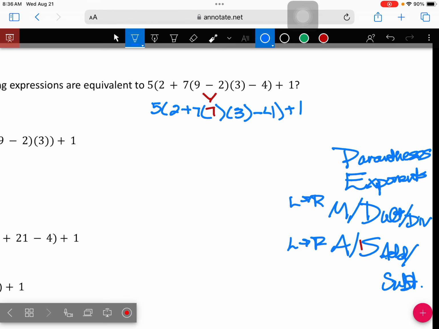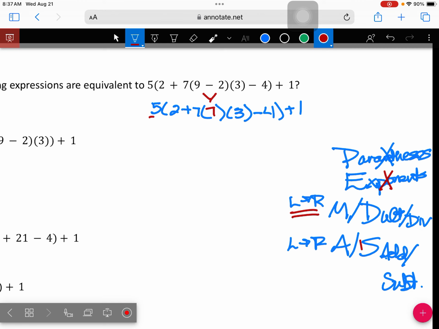All right, so here's my simplified version. Do I have any other parentheses where I can do an operation on the inside? No. So I'm pretty much done with the parentheses. Do I have any exponents? No. Then it says multiplication, division from left to right. So as I read, I got a 5 times 2.